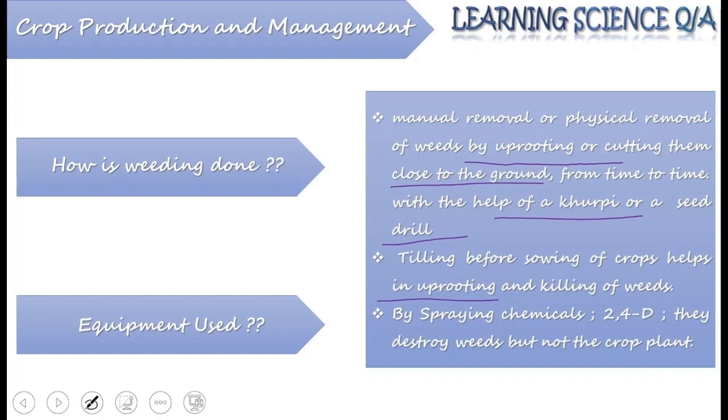Additionally, specific chemicals can also be used, named as weedicide. So specific chemicals can also be used to kill these weeds specifically. One example being 2,4-D, very important from the exam point of view. So spraying a chemical like 2,4-D can destroy the weed specifically, but it does not affect the crop plant. That means our crop plant is safe, but weeds are specifically killed.